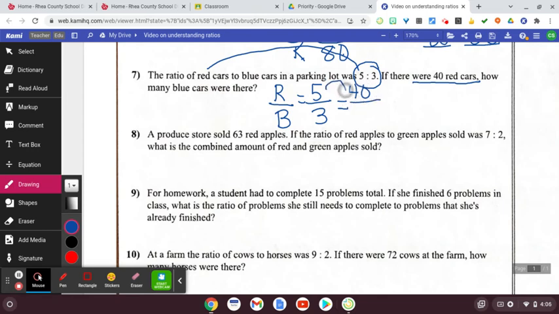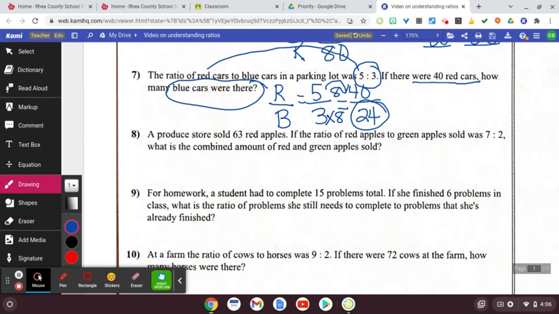Look for a pattern. So 5 times 8 equals 40. So 3 times 8 equals 24. And the question is asking us, how many blue cars were there? 24 is just our answer. Not 40 to 24. We don't have to add them. This is the easiest one as it goes.